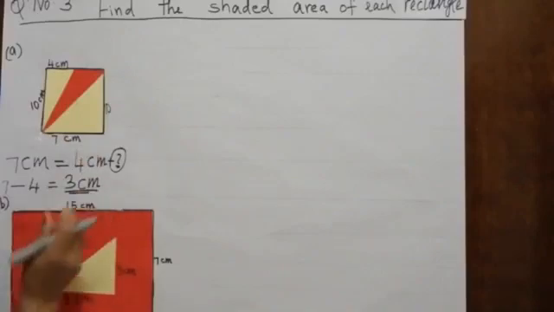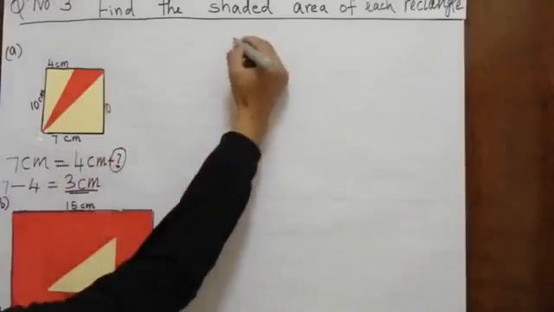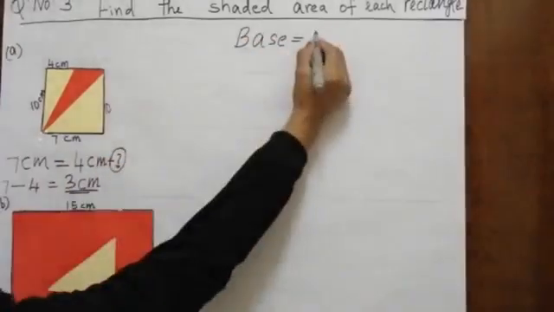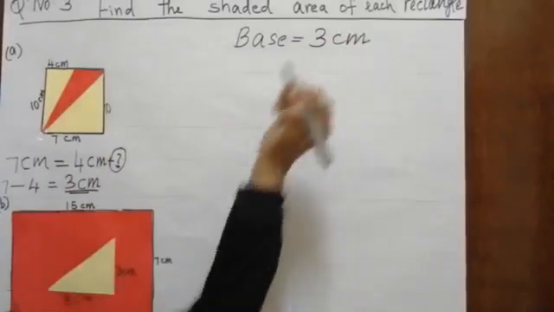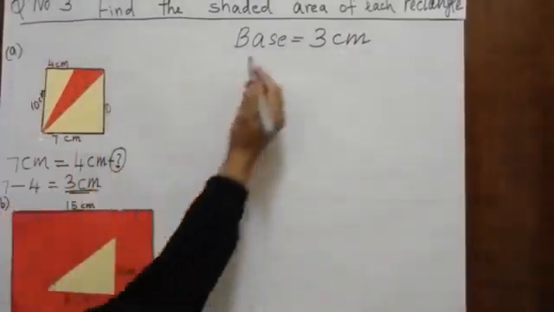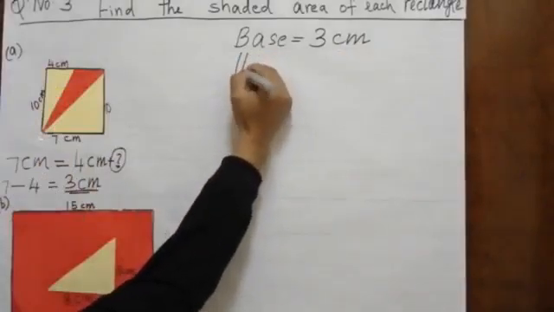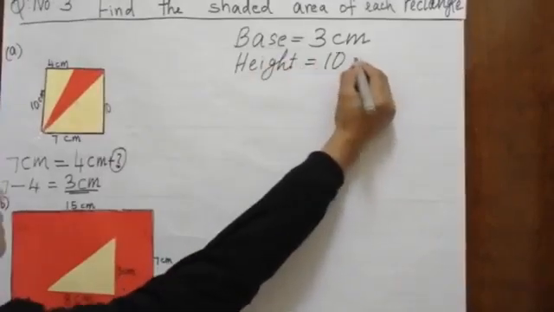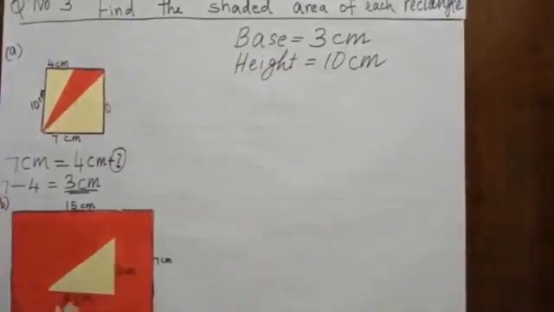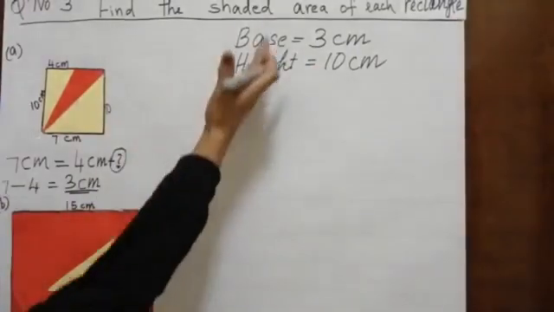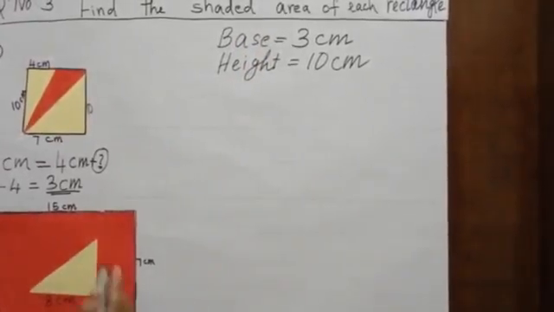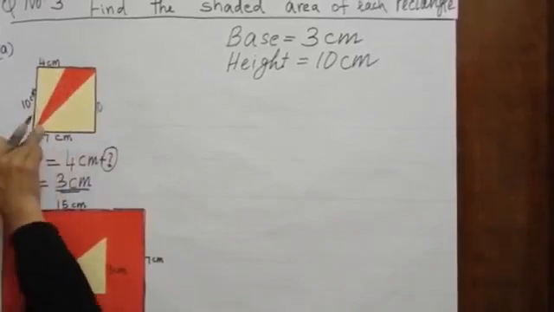Now we find out the base of the triangle. So we can write here base is equal to 3 centimeter. Already the height is given, so we write here height is equal to 10 centimeter. So the base is found, the height is also given. So we have to apply this base and height in the formula to find out the area of the triangle, that means the shaded figure here.